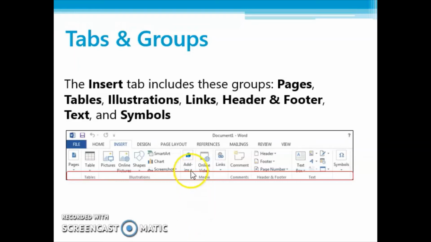Next, we have Links. Right here, and this is what allows us to insert hyperlinks, bookmarks, or cross-references into our document. The header and footer allows us to insert page numbers and a header or footer into the document. And then the text one allows us to add a text box, word art, date, timestamp, etc. Finally, we have Symbols, which allows us to add symbols or equations.